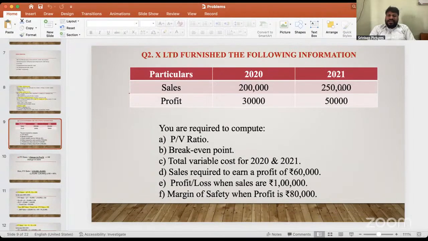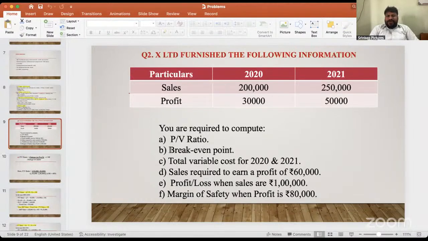For example, if you take 2021 also, what is 40% of 2,50,000? That is 1 lakh. Out of 1 lakh, you deduct the 50,000 profit, and the remaining 50,000 is the fixed cost. So if you observe here also, 50,000 is the fixed cost, and here also it is the fixed cost.